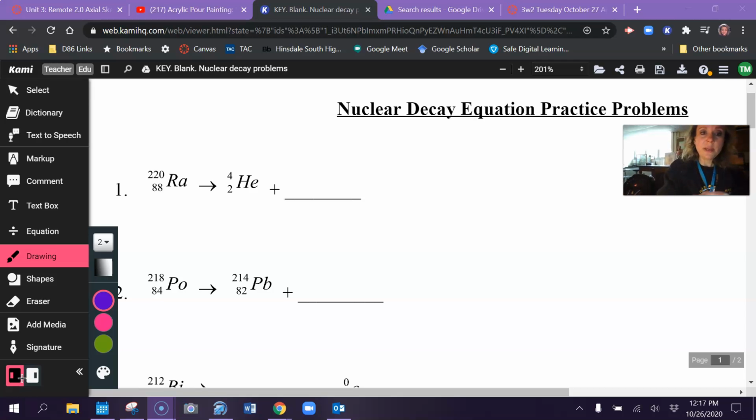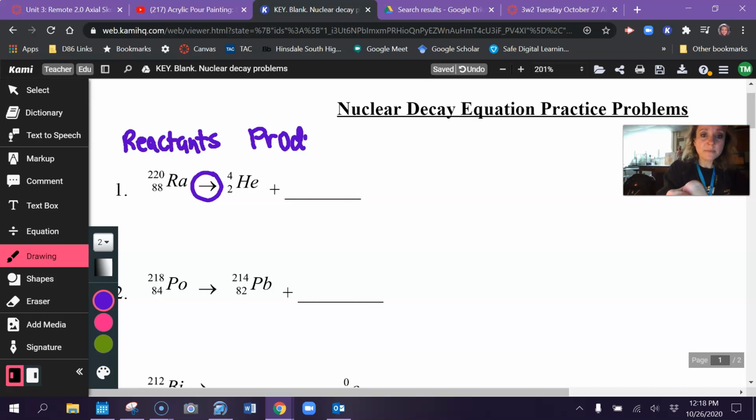Every nuclear reaction is going to have an arrow in it, and on the left side of the arrow you have the elements that you're starting with, or your reactants. On the right-hand side of the arrow, you have the result of the reaction, or the products. Now, as you'll see in this handout, sometimes you'll have one reactant. Sometimes you'll have more than one reactant. Sometimes you'll have one product and sometimes you'll have more than one product.